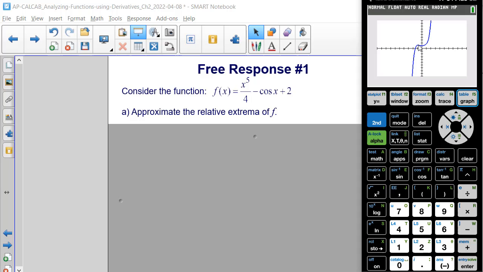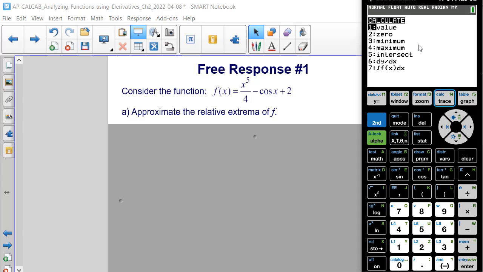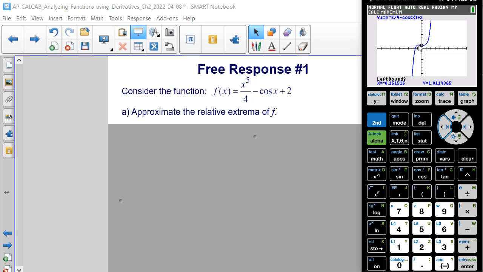And then when we graph our function, it looks something like this. And we can see that we have some sort of relative maxima here, and then it looks like a relative minima here. So let's try to approximate those with our calculation options. So we're going to do second trace, and we're going to do the maximum first. So that's option 4. And I'm going to go to the left of it, right here. Then I'm going to go to the right of it. And then I'm going to guess somewhere in the middle.